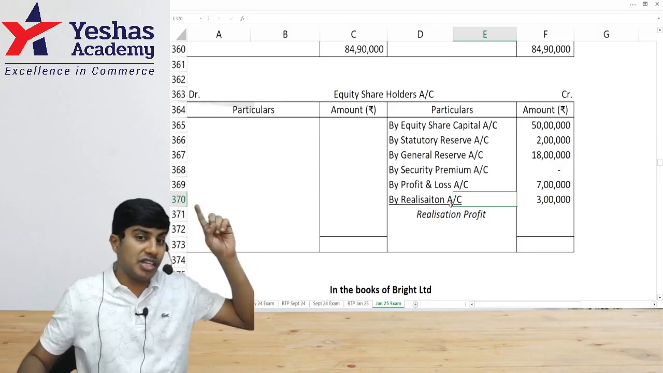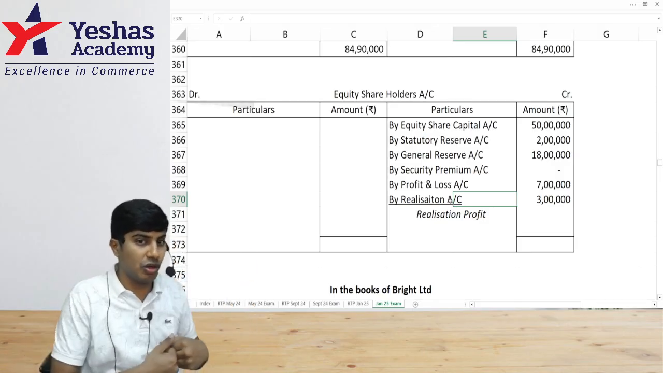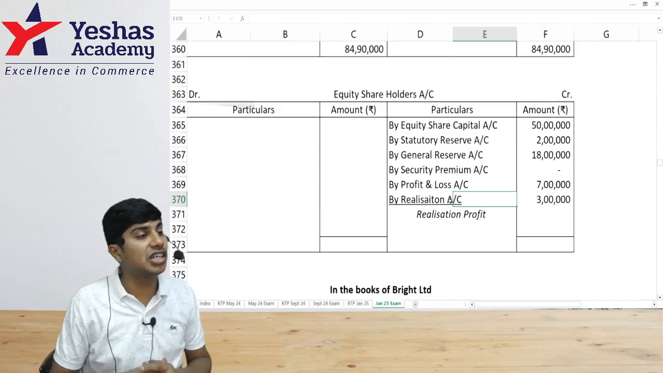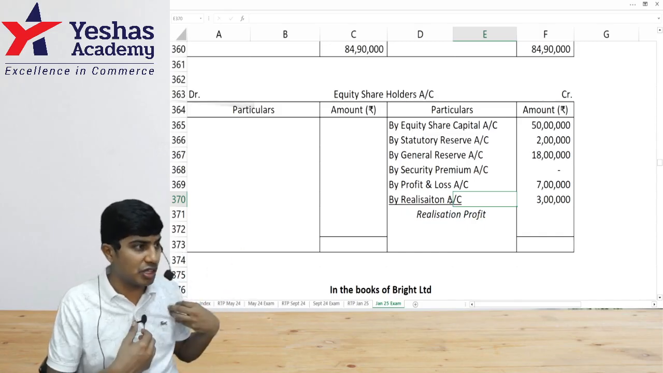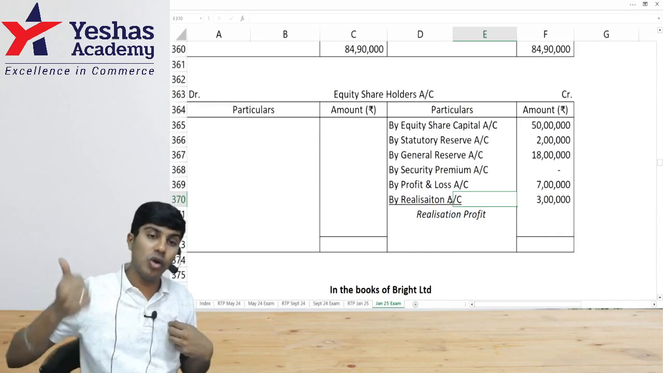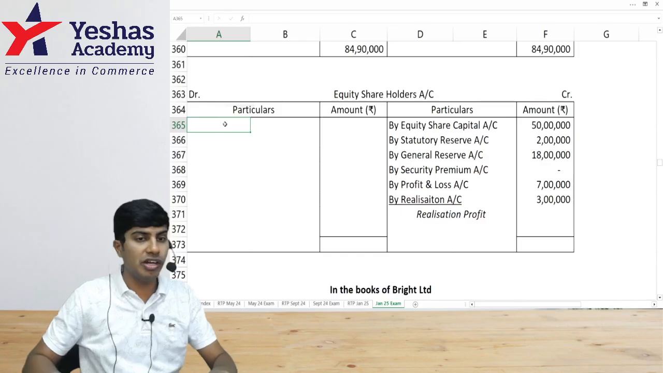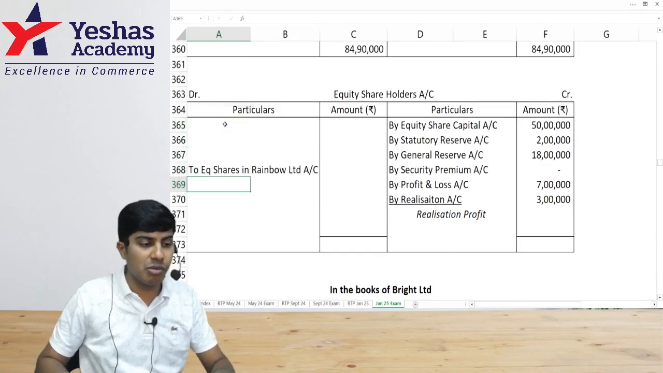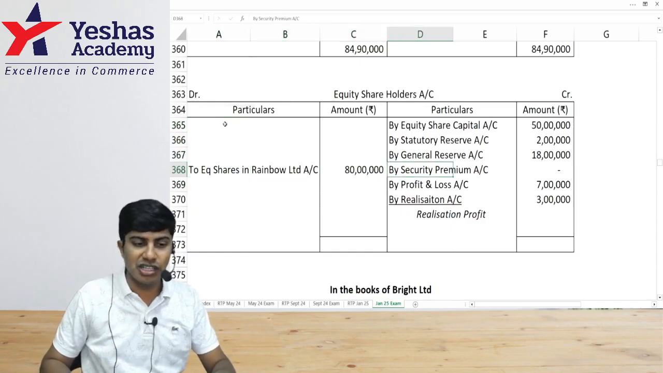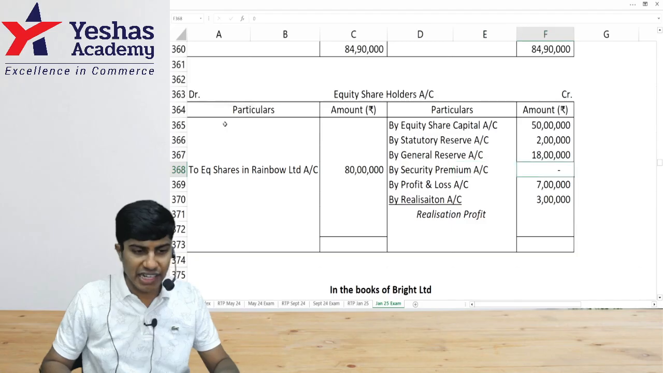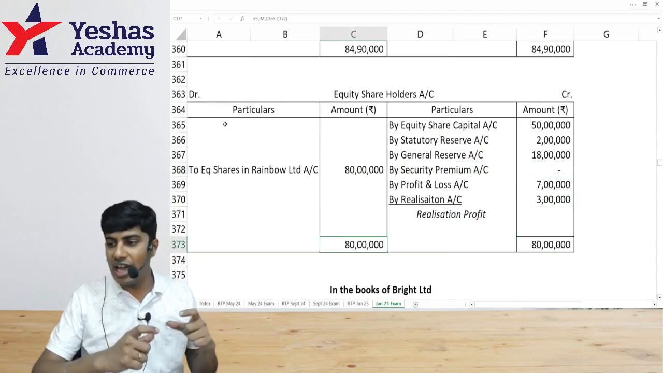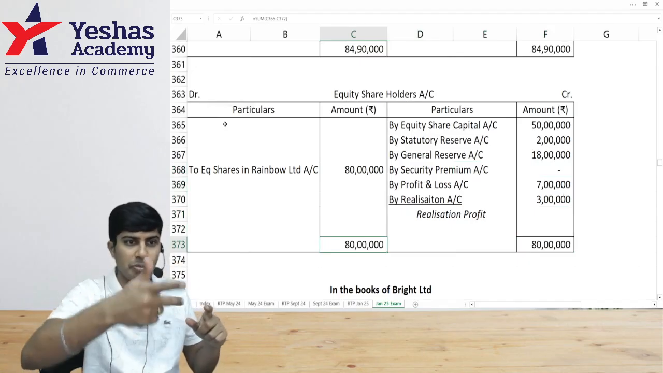Now, whatever we received as consideration from our Rainbow Limited, we should give it to our shareholders. What had we received? Equity shares in Rainbow Limited. That is asset for us. Now we'll give it to these equity shareholders. Journal entry is equity shareholder account debit to, what did we receive? Equity shares in Rainbow Limited. We had received 80 lakh worth of shares. Check the total here. Is it 80 lakhs? Tada! This gets closed.